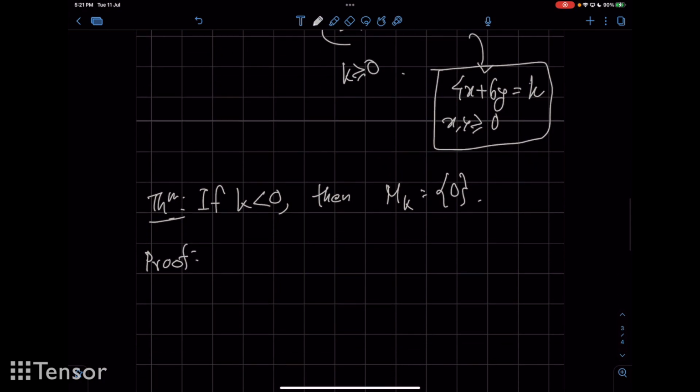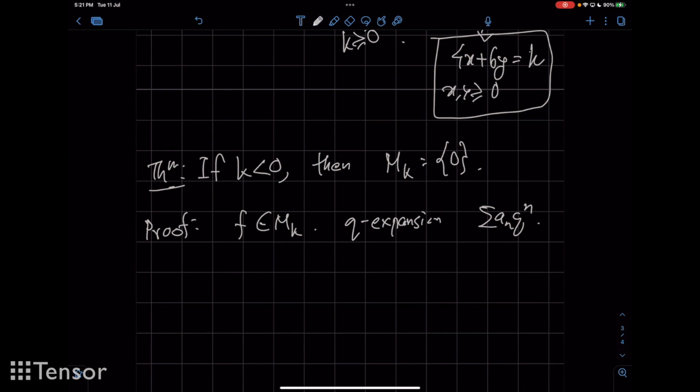Suppose f is a modular form of weight k. Then we have seen that there is a q-series expansion of f. Let's say its q-expansion is the sum of a_n q^n. So it suffices for us to show that all these Fourier coefficients a_n are 0. So this is what we are going to prove.